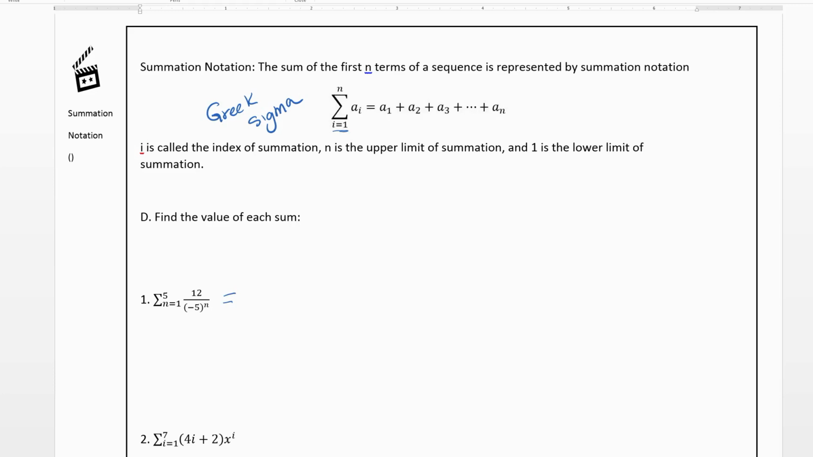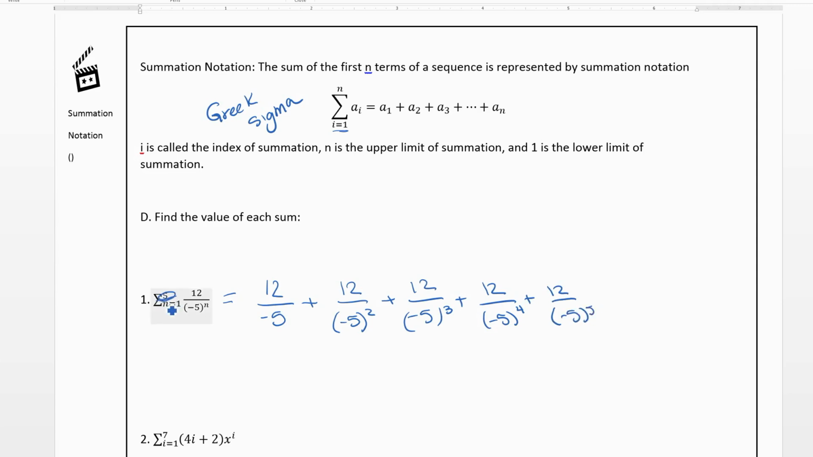So here, when we're saying you're going to add from 1 to 5, you're going to add the first term up through the fifth term, plugging 1 in here, then 2, then 3, then 4, then 5. First we plug in 1, so we'd have 12 over negative 5. Then we'd plug in 2, so 12 over negative 5 squared. Then 3, then 4, then 5. And we know to stop at 5 because this upper number is 5.